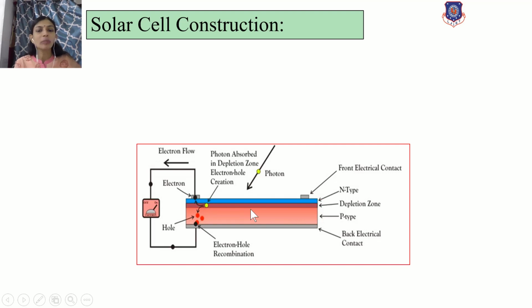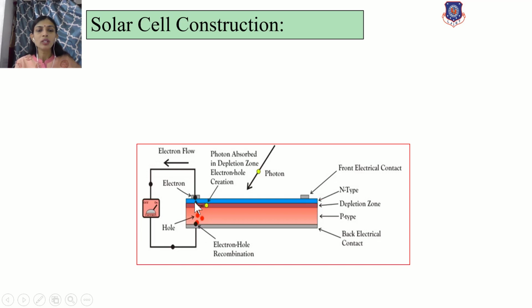First of all, it is nothing but a simple p-n junction. See, this is the n-type layer, a thin layer. This is the p-type layer, thicker than the n-type layer. The n-type is very thin and the p-type layer is wide. Okay, this is the depletion zone. There are two metallic plates: this is the front electrical contact and this is the back electrical contact. Okay, this is the load.